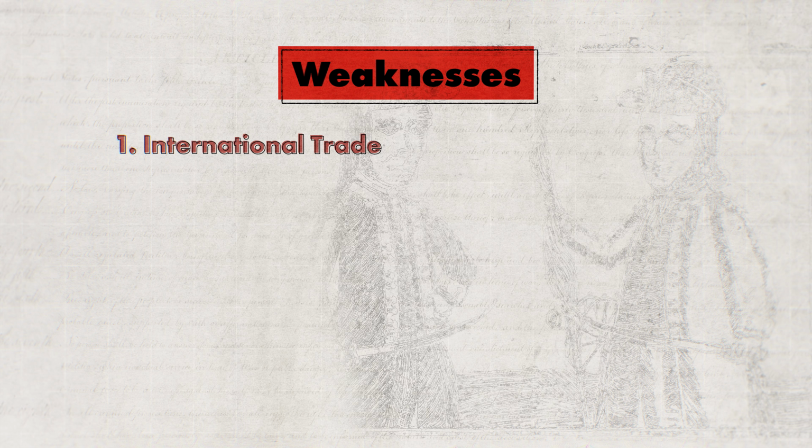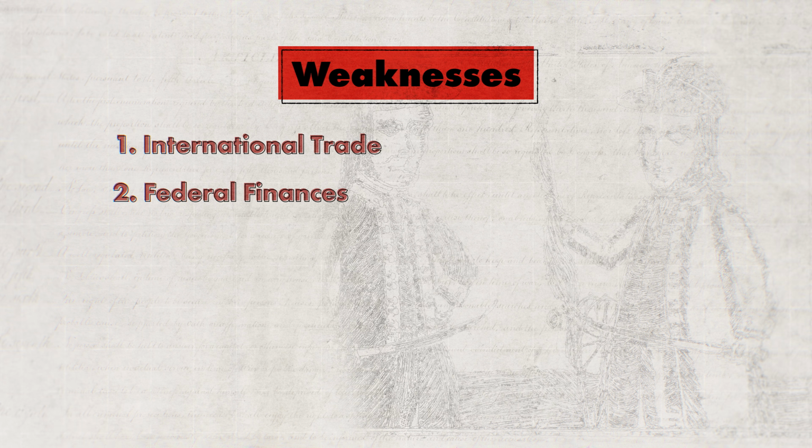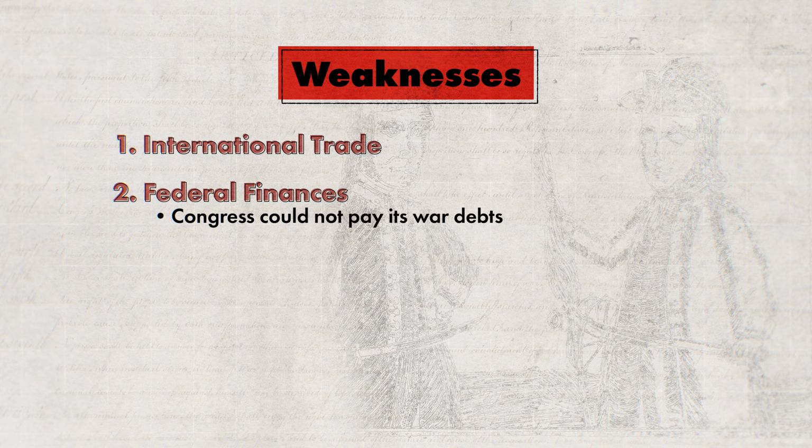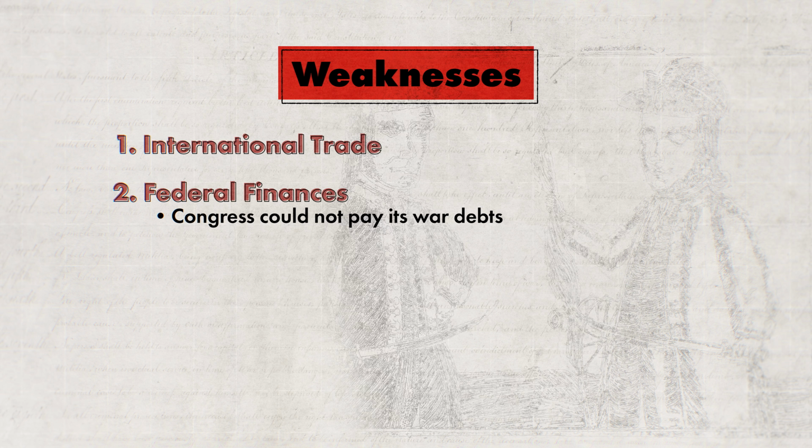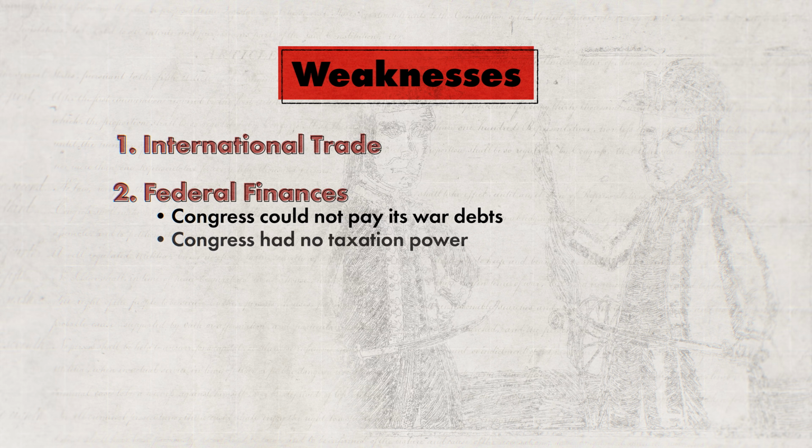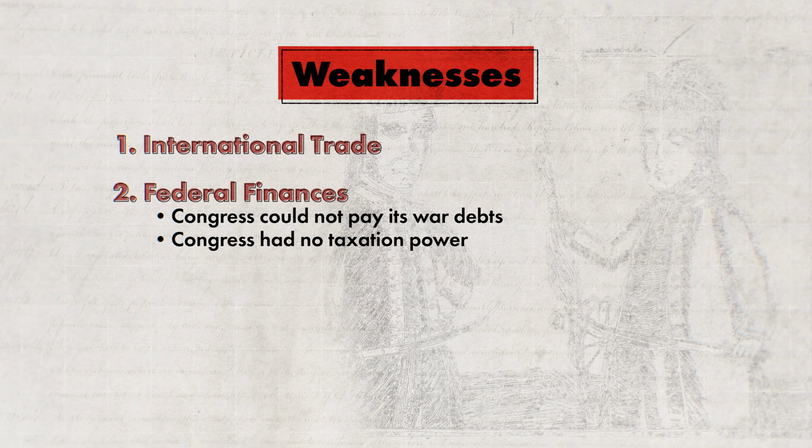Okay, the second seat on the bus was all about federal finances. Put simply, the new Congress could not pay its war debts. Do you remember a minute ago when I said the Articles gave the federal government no power to tax? Yeah, if Congress wanted tax revenue, they just kind of had to knock on each state's door and ask nicely, and you don't have to be a genius to figure out how that went. Hey guys, sorry to bother you, but can we have some money? You're so crazy.